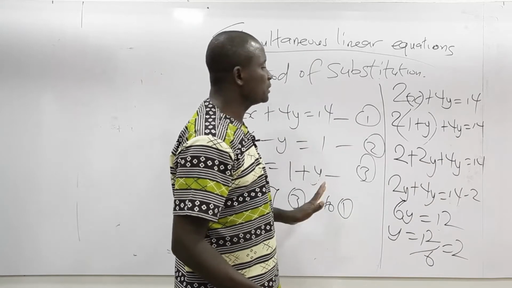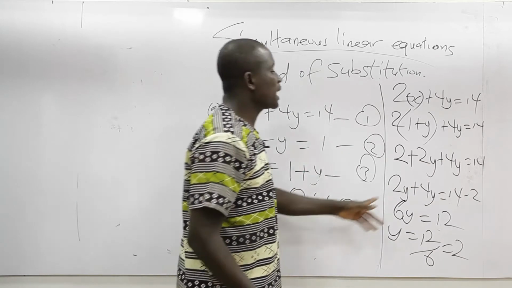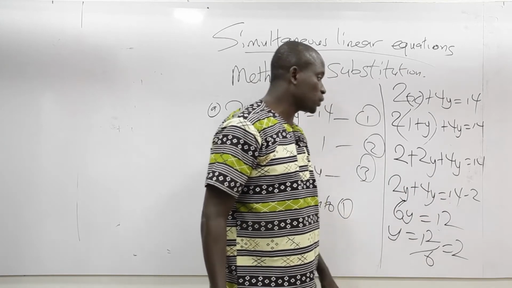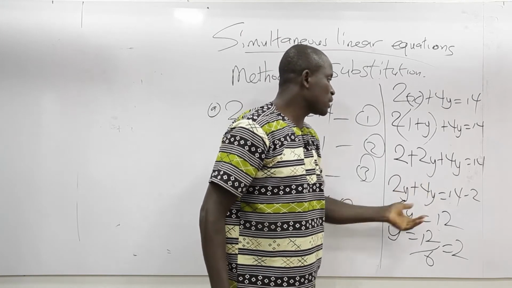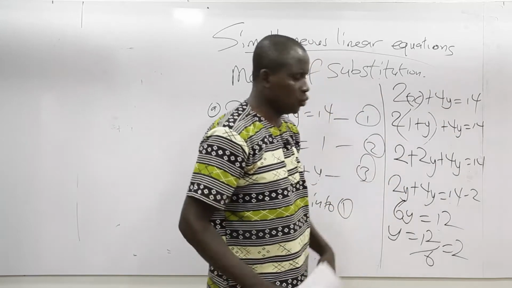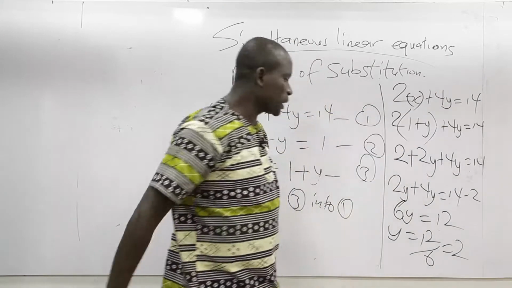And rearranging, we said when we were talking about linear equations, that this one contains y, this one also contains y. So it is 2y plus 4y is equal to 14, which is behind the equality sign, minus 2. Why is it minus 2? Because here 2 was positive, and when it crosses the equality it becomes minus.